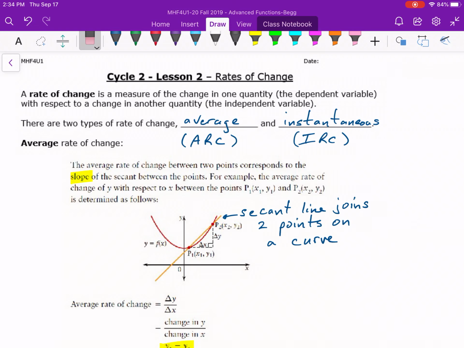Cycle 2, Lesson 2. In this lesson, we are going to start looking at something called rates of change. And there's a lot of text, a lot of writing in this particular lesson.